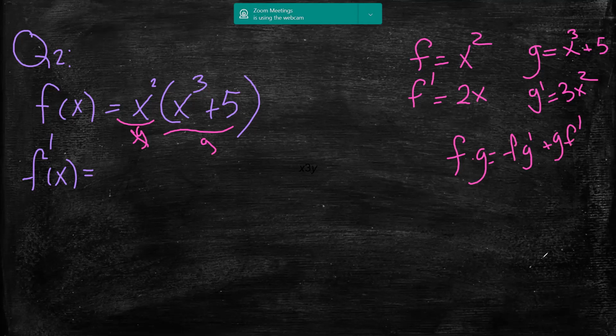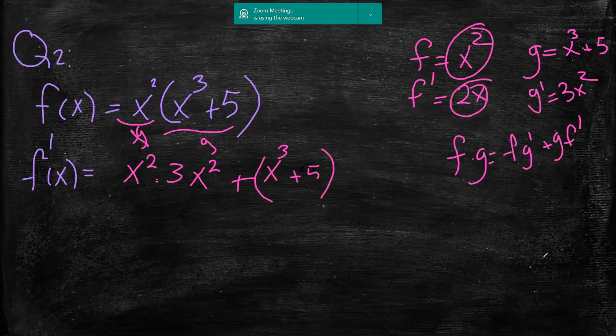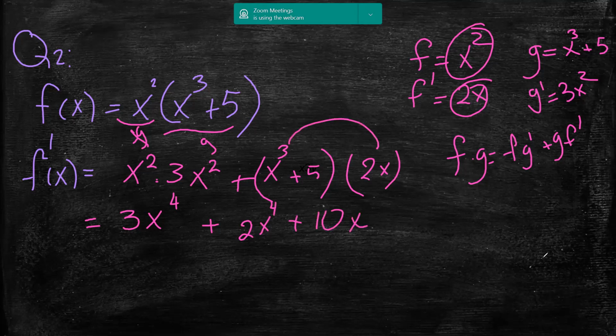So f prime of x here: f is x squared times g prime, which is 3x squared, then plus g, which is x cubed plus 5, times 2x. Then the answer is 3x to the power 4 plus 2x to the power 4 plus 10x. So it is 5x raised to the power 4 plus 10x. This is f prime of x.